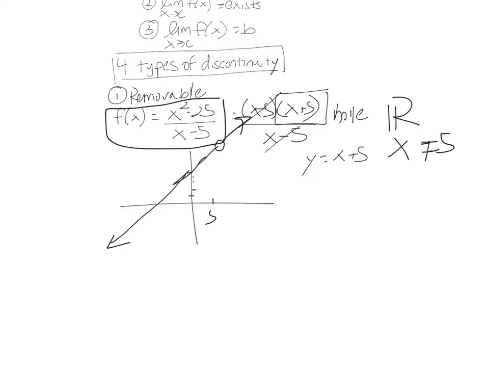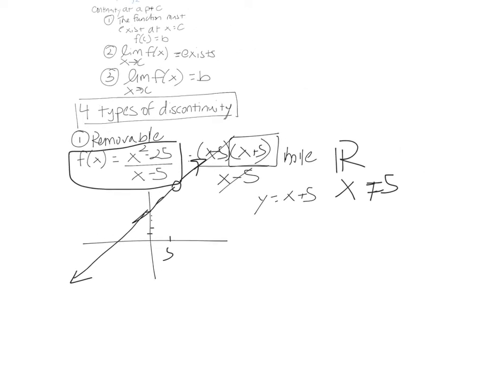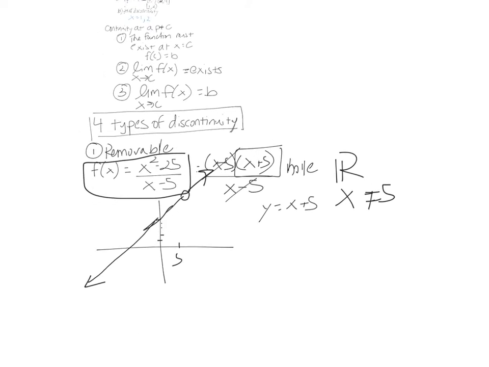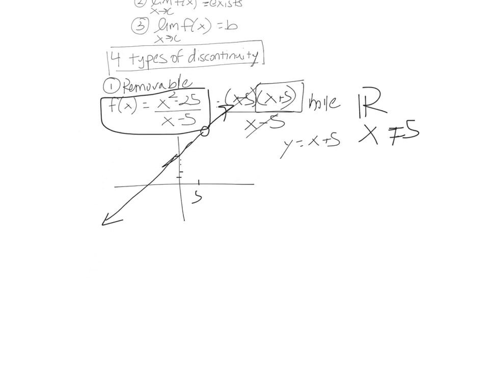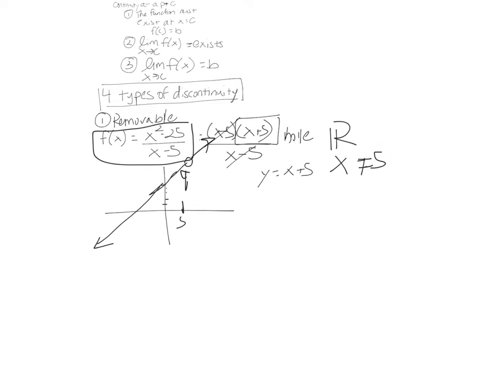Okay, so what does this fail out of those 3 things that we just talked about? It says the function must exist at x equals c. Well, guess what? At 5, the function does not exist there. Okay? It fails that one. It doesn't fail number 2, though.